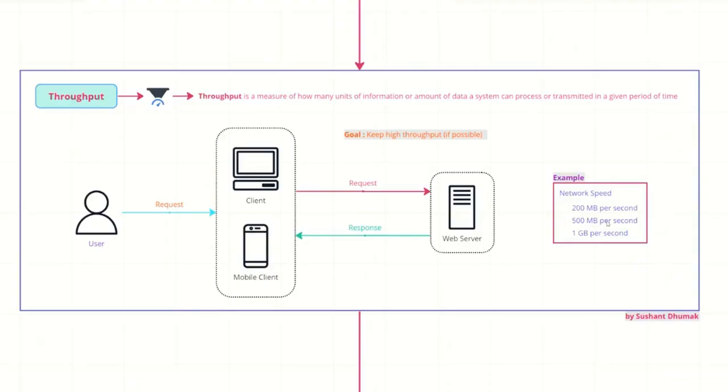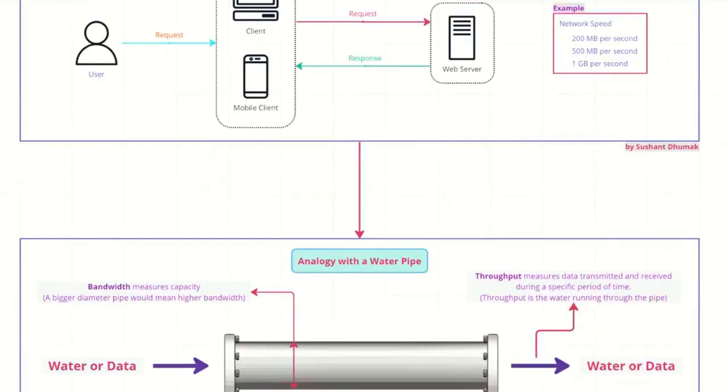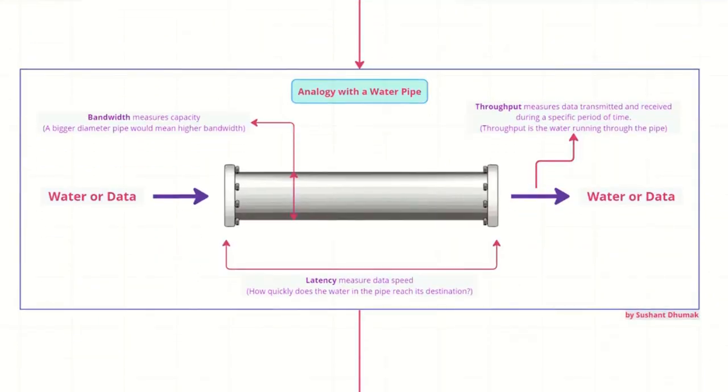And we also saw some examples, like when we talk about network speed, 200 MB per second or 1 GB per second. And to understand it better, we also looked at the analogy of a water pipe, where we saw the difference between latency, throughput, and bandwidth. Especially when we talk about bandwidth, we get confused with throughput. So we have seen that bandwidth is the actual size of the pipe, but throughput is the actual water that flows through that pipe. So there is a difference between them.